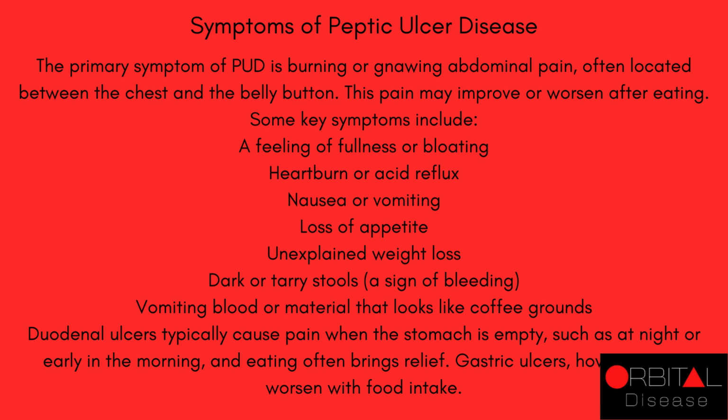Symptoms of peptic ulcer disease. The primary symptom of PUD is burning or gnawing abdominal pain, often located between the chest and the belly button. This pain may improve or worsen after eating. Some key symptoms include a feeling of fullness or bloating, heartburn or acid reflux, nausea or vomiting, loss of appetite, unexplained weight loss, dark or tarry stools, a sign of bleeding, and vomiting blood or material that looks like coffee grounds.